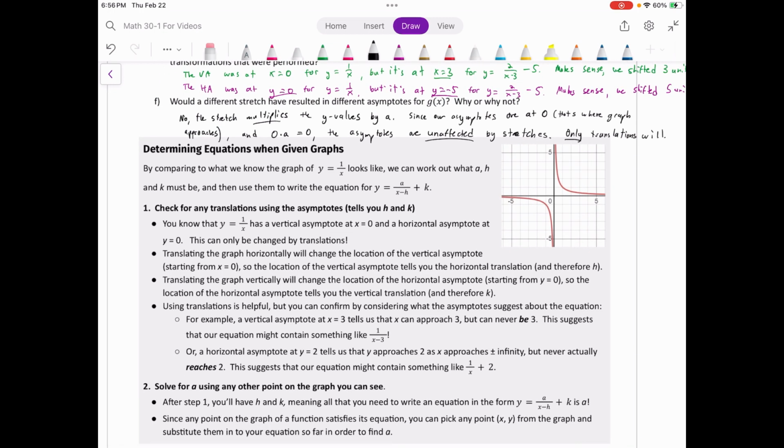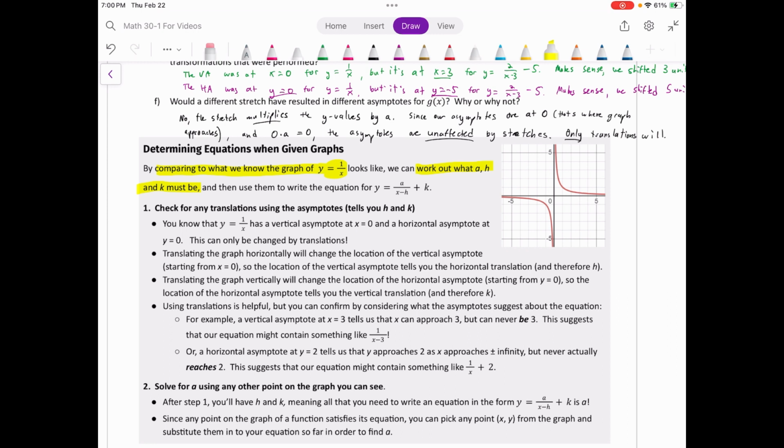All right, let's now put it in reverse. We've been thinking about the graph when we're given the equation. Let's see if we can go from the graph to the equation. Alrighty, so much like we always kind of do with these, when we want to go from the graph to the equation, it's really nice to have a base graph like y equals 1 over x because we can compare to what we know that should look like. And we can say, how has this graph been changed compared to that, right? How does this look like 1 over x, but if we had messed with it? Because by doing that, we can work out what a, h, and k must be. What's the vertical stretch that's been applied?